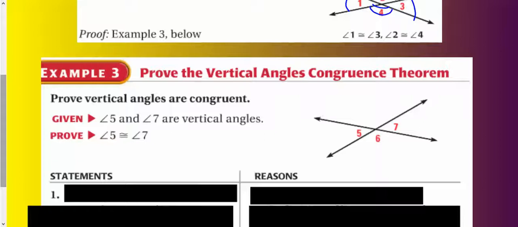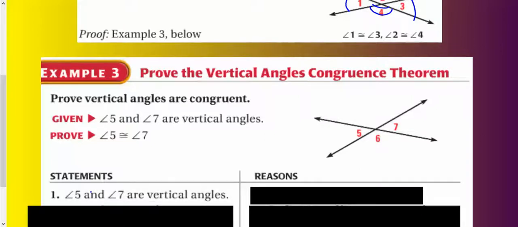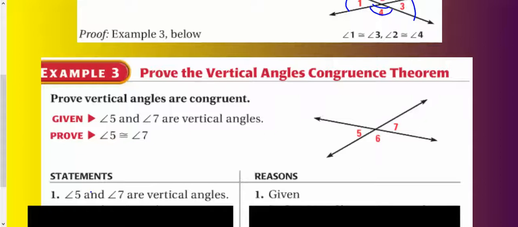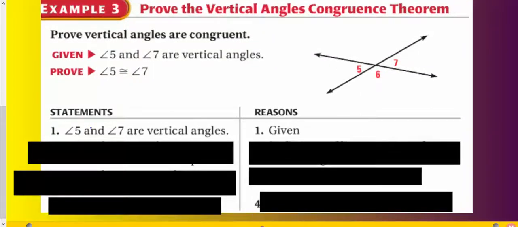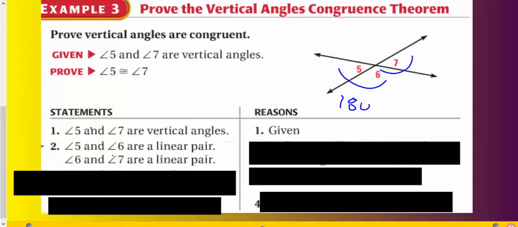So we're not really given a lot of information here. That's our given, but it doesn't help us with anything. So we gotta look at our picture. And what I'm seeing with my picture is I'm seeing some linear pairs. 5 and 6 are a linear pair. And 6 and 7 are a linear pair. So I'm gonna write that down.